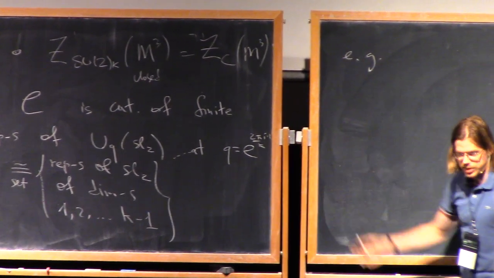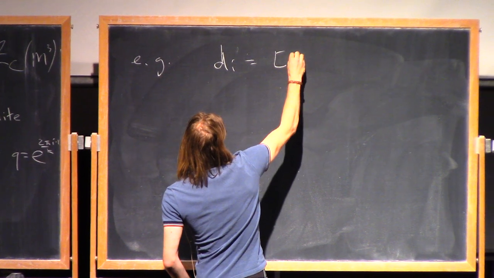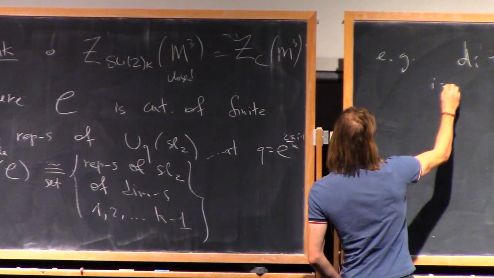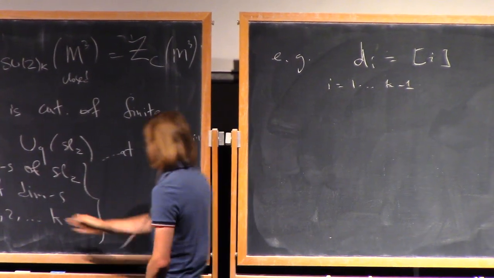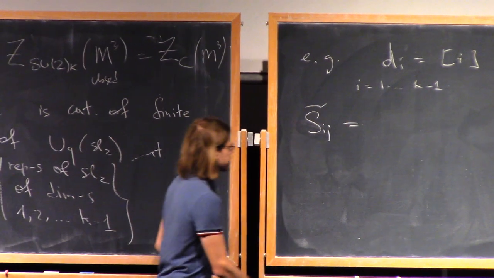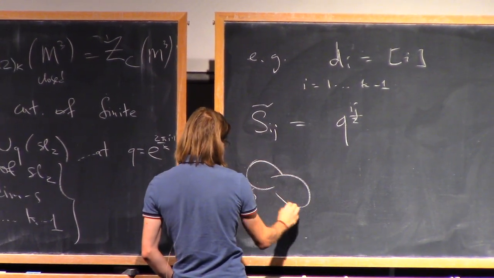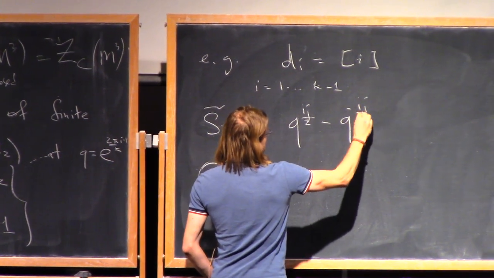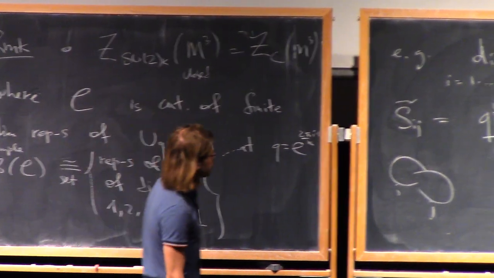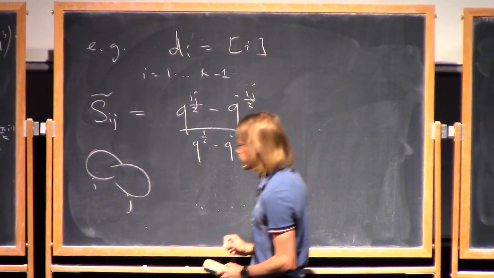How is the generic MTC data expressed in this case? The quantum dimensions are just the quantum numbers. Here I label my simple objects by numbers from 1 to k minus 1, which correspond to the dimensions. For example, the unnormalized S matrix is the value of the Kauffman-Jones polynomial for my Hopf link, something like this. And of course there are also F matrices and so on, which one can write.